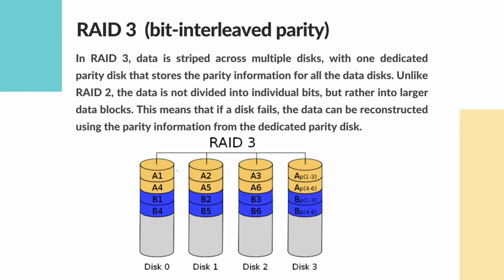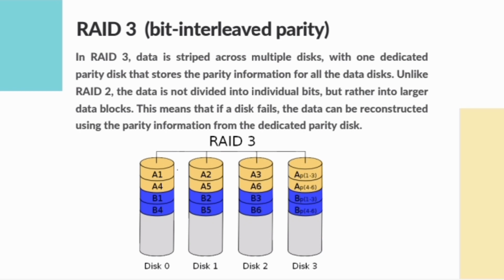RAID 3, bit interleaved parity. RAID 3, which is rarely used in practice, consists of byte level striping with a dedicated parity disk. One of the characteristics of RAID 3 is that it generally cannot service multiple requests simultaneously, because any single block of data will be spread across all members of the set and will reside in the same physical location on each disk. Therefore, any input-output operation requires activity on every disk and usually requires synchronized spindles.